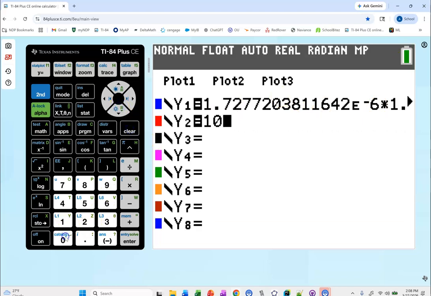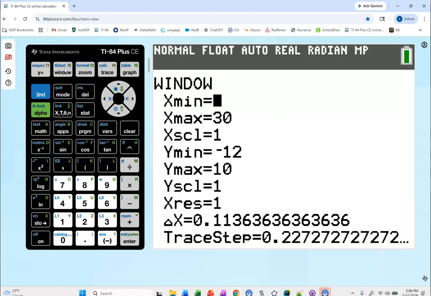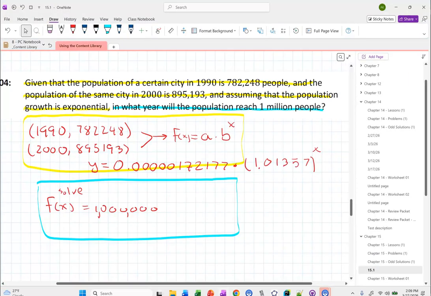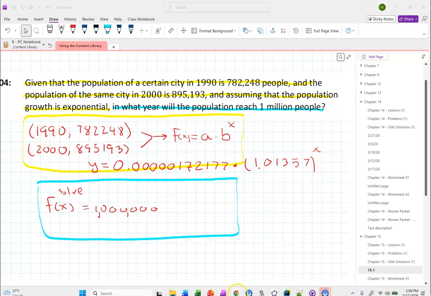And then I'm going to enter in 1 million into Y2. And now I want to sort out my window, right? Because I want to make sure I get a good picture of this. What is the smallest x value I'm going to be concerned with? Yeah, which was 1990. So that's what I'm going to choose as my x min.